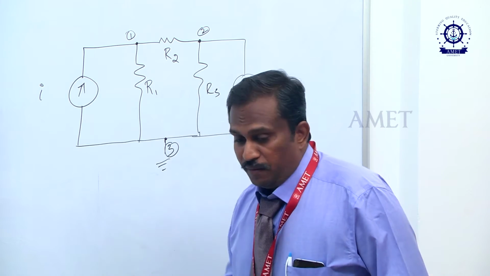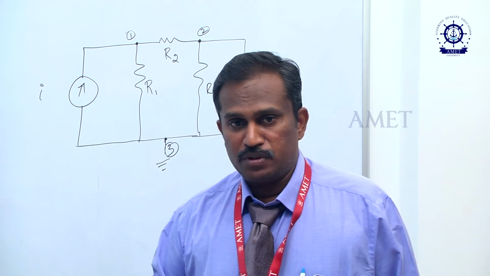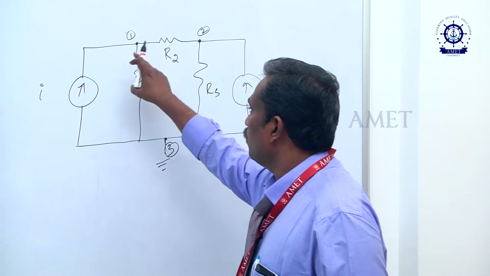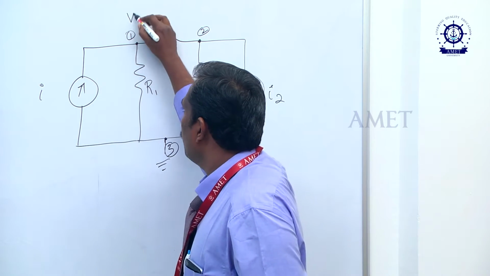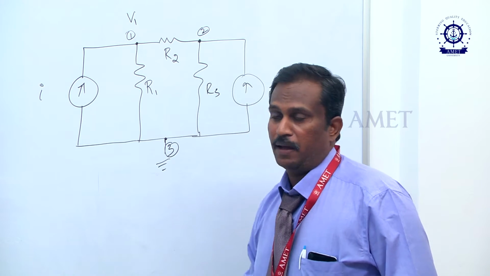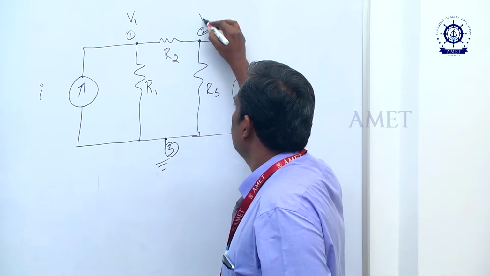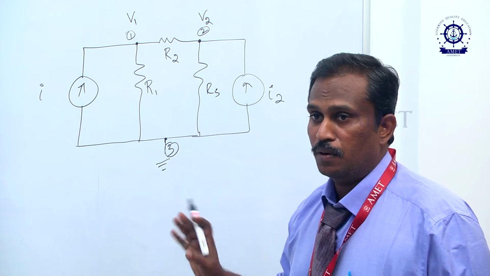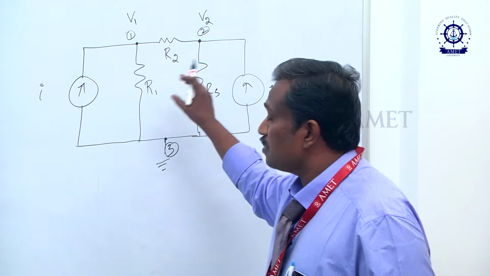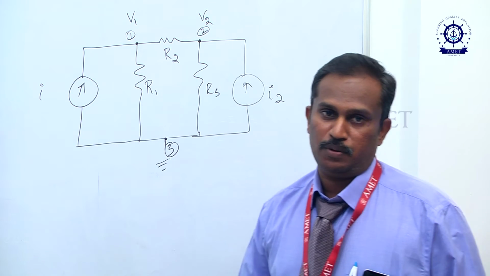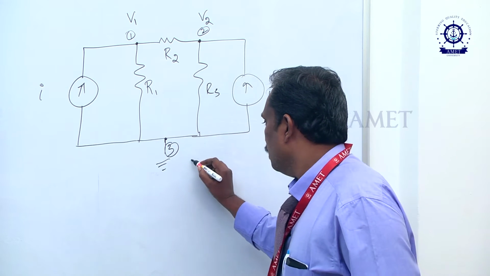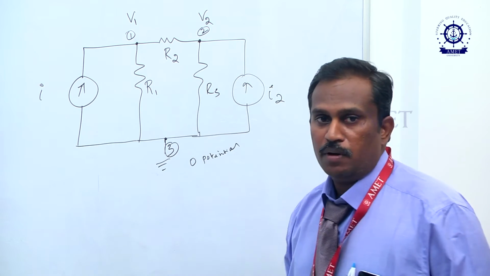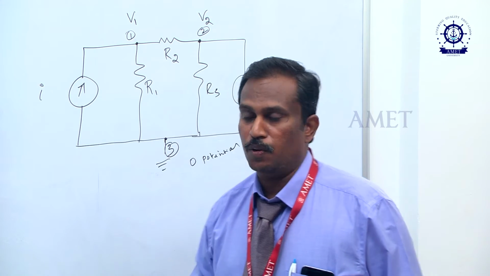After identifying the number of nodes, assign a voltage at each node. Here we have node 1, so assign voltage V1 at node 1, and similarly assign voltage V2 at node 2. So we have assigned the node voltages. These voltages are assigned with respect to the reference node. The reference node is considered a 0 potential node. So with respect to the ground node, we assign the voltages at each node.